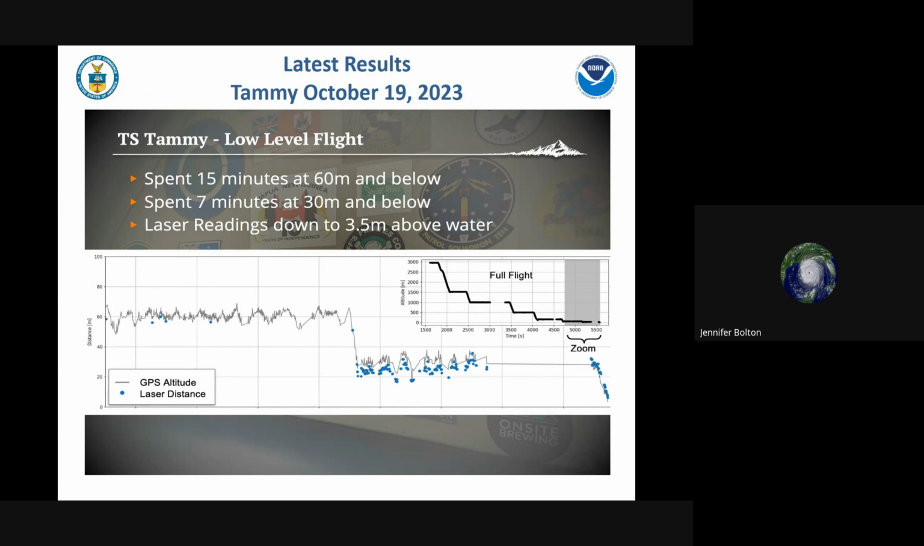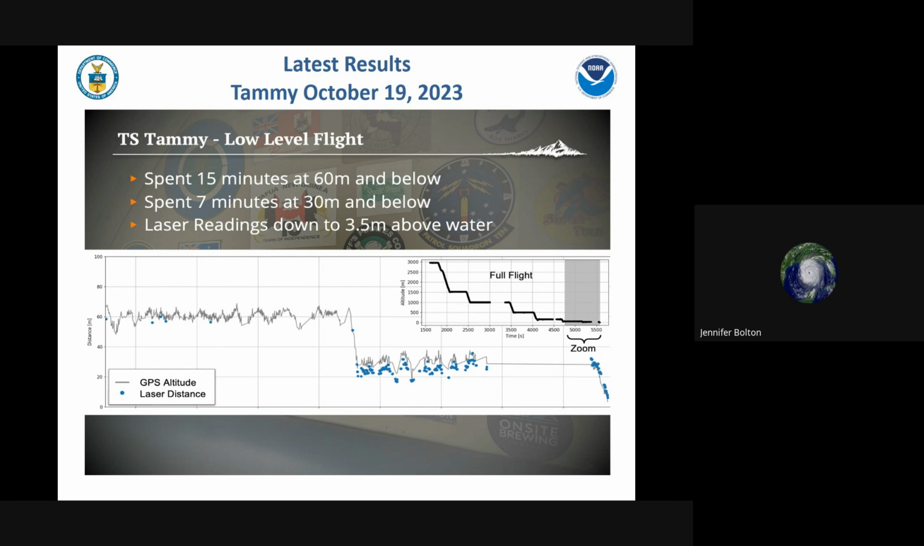We're down to 60 meters, and then the last leg is down to 20 meters. And this is in about 50 knots of wind. The little blue dots are lasers. So we have a laser pointing down, so we want to make sure we don't hit a wave, but we can also use that to pull out the spectra of the wave later and to see some of the wave dynamics.